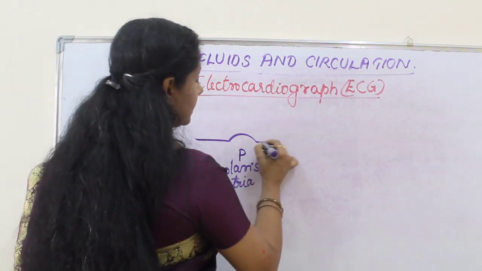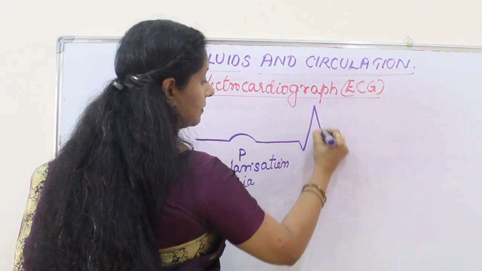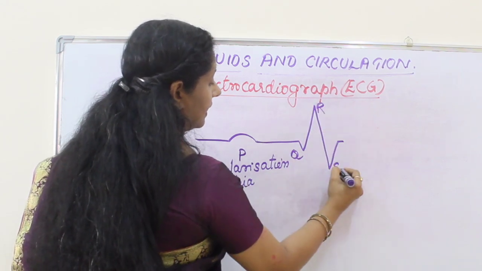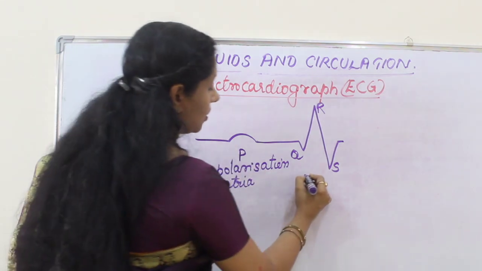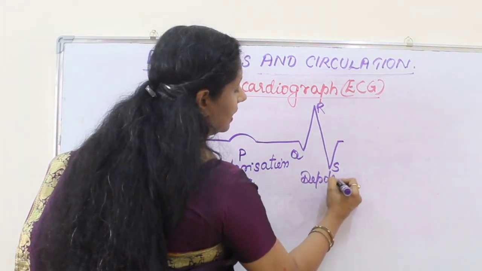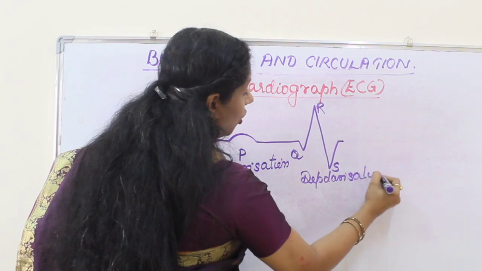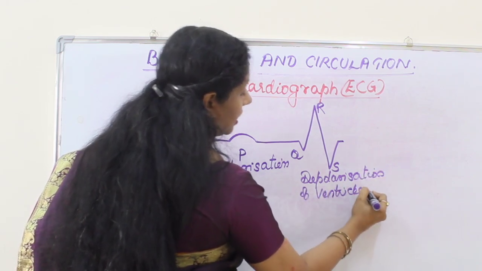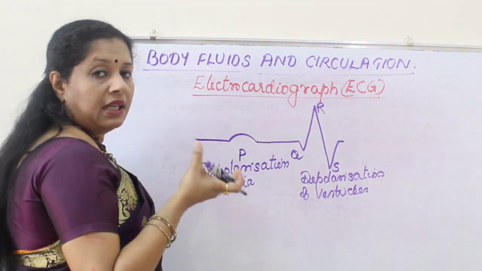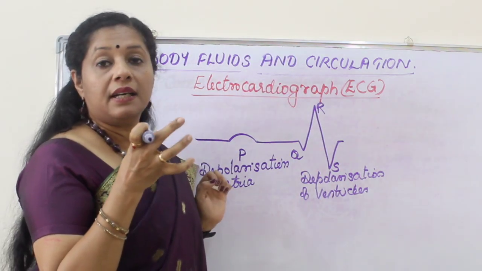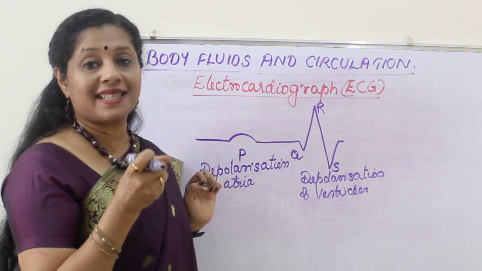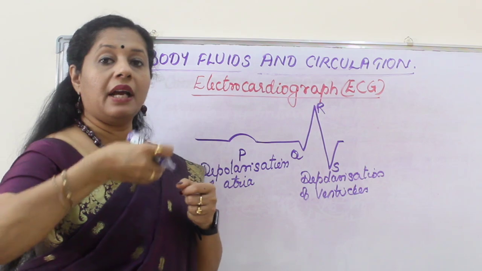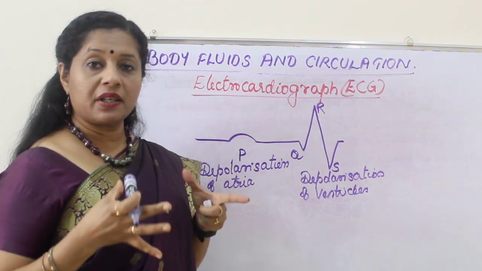Then followed by that, there is the next wave, this is called a QRS complex. This QRS complex tells us about the depolarization of ventricles, because we know that after atrial contraction, blood flows to the ventricles, immediately the ventricles contract. That is called a depolarization of the ventricle or excitation of the ventricles, which will pump the blood to the pulmonary artery and aorta. After that, the ventricles will relax.